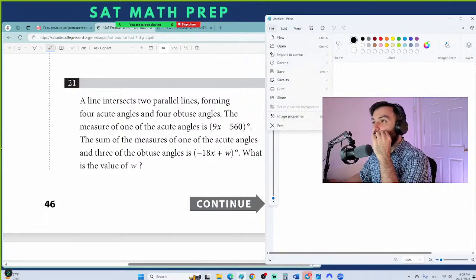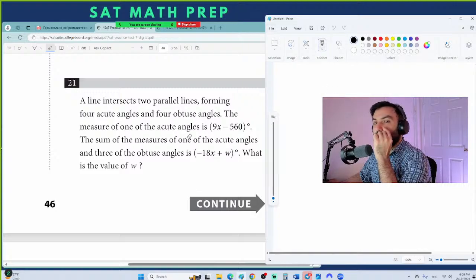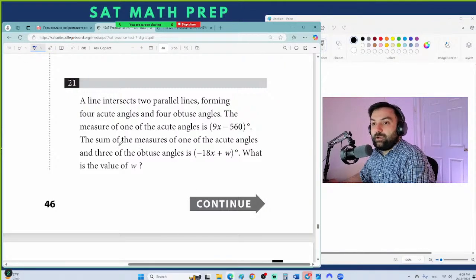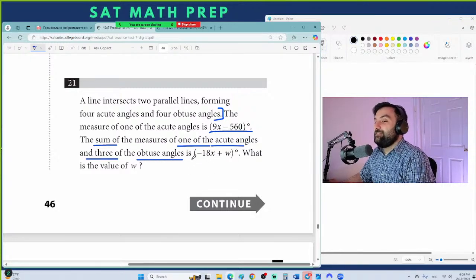Okay, so a line intersects 2 parallel lines forming 4 acute angles and 4 obtuse angles. So far everything's super clear. The measure of one of the acute angles is this expression. The sum of the measures of one acute angle and 3 obtuse angles is this expression. What is the value of W?